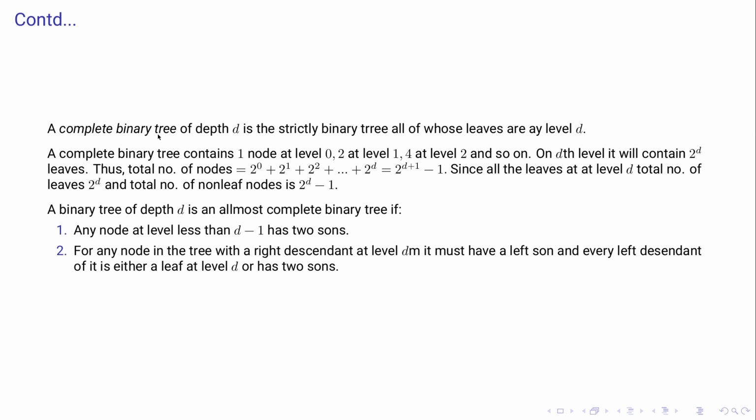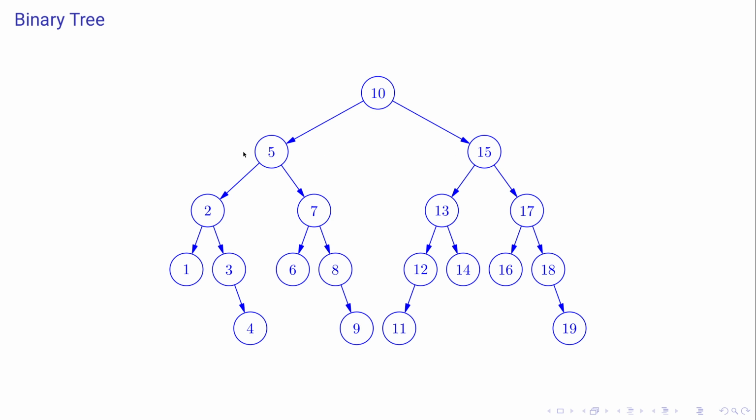A complete binary tree of depth D is a strictly binary tree, where all the leaves are at the same level D. A complete binary tree contains one node at level 0, 2 at level 1, 4 at level 2, and so on. On the Dth level, it will contain 2 to the power D leaves because it is complete. So if there are no elements after 5 and 15, then these two will be leaves.